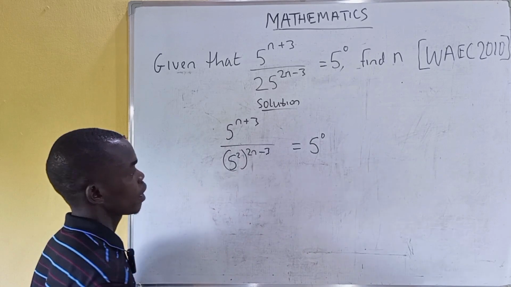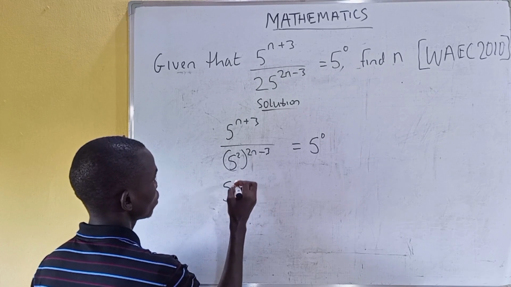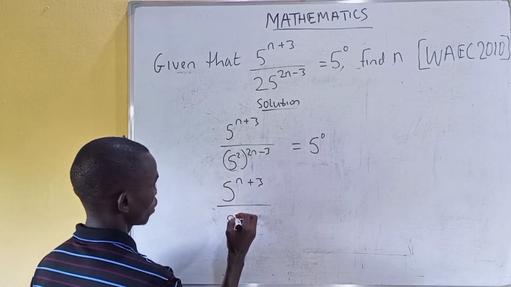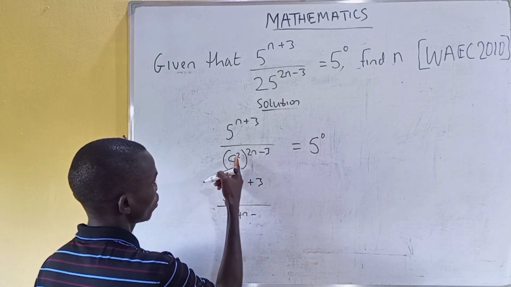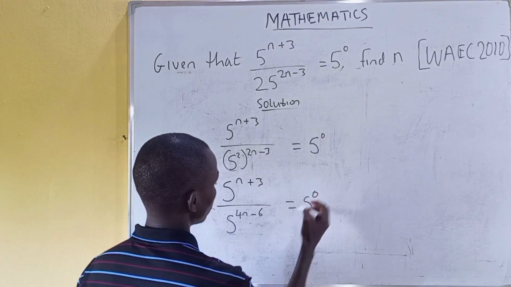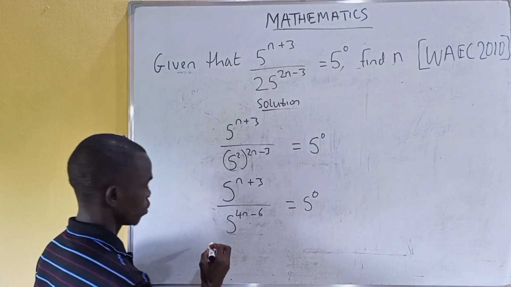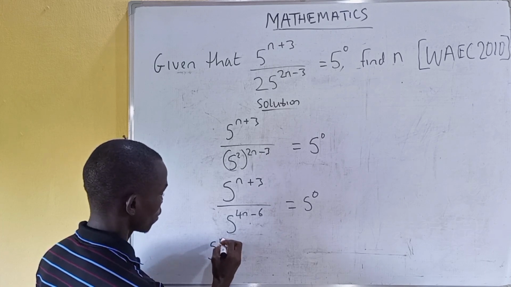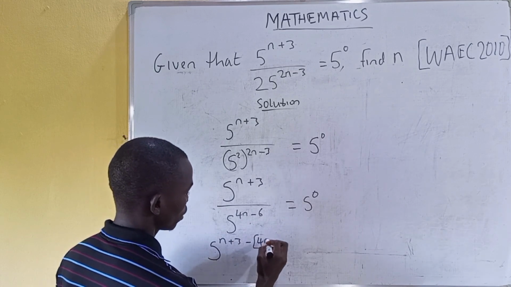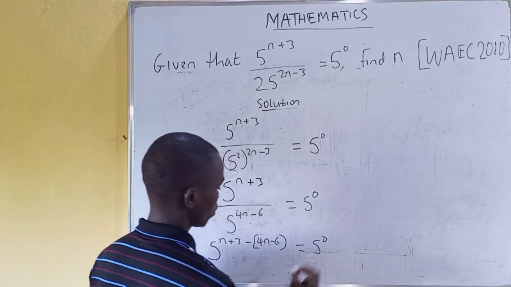This is now a power of a power law. So we now open the bracket, which will now be 5 raised to power n plus 3 over 5 raised to power 2 times 2n will now be 4n, minus 2 times 3 will now be 6, which is equal to 5 raised to power 0. So from here now, from the division law, we say that their powers are subtracted, which will now be 5 raised to power n plus 3 minus 4n minus 6, which is equal to 5 raised to power 0.